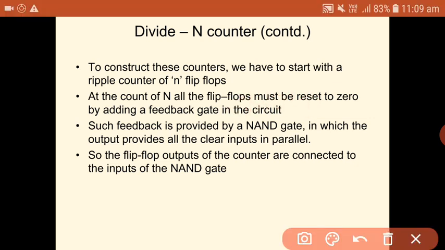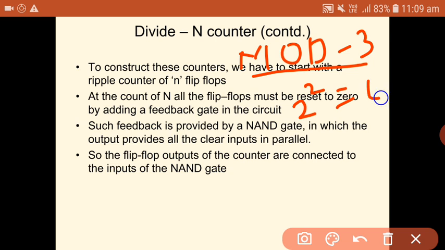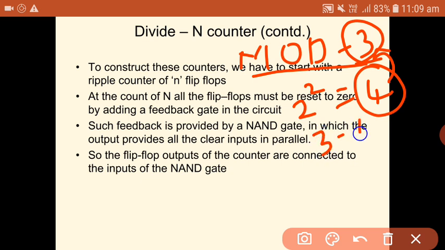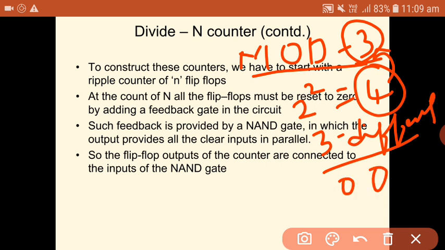For example, if I want to construct a mod 3 counter, first you need to decide how many flip-flops are required. You need 2 flip-flops, because 2 squared is equal to 4, so a maximum of 4 output states will be possible, and out of that 4 you need to consider only 3 different output states. That means after getting 3 different output states, before getting the fourth output, all the flip-flops need to be reset. If all the flip-flops are reset before getting the fourth output, then you can achieve your goal. So that will become a mod 3 counter.